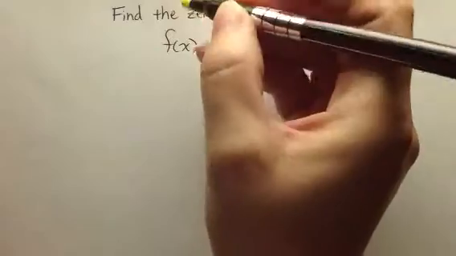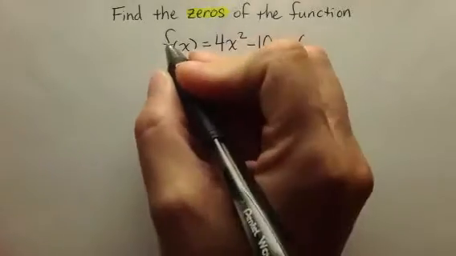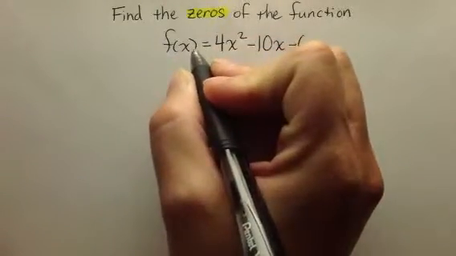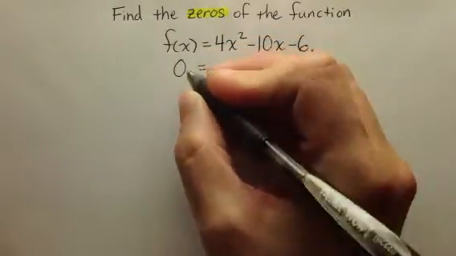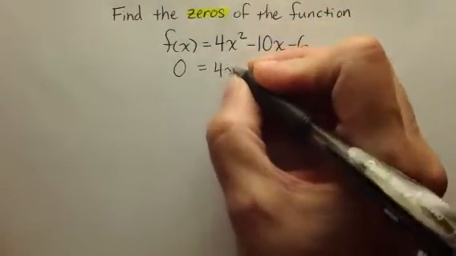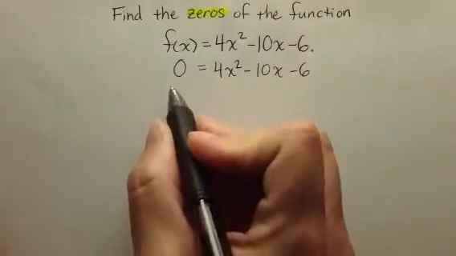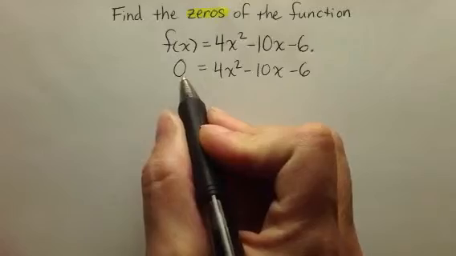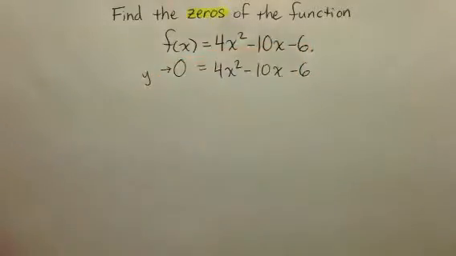Okay, the directions ask us to find the zeros of the given function. Well, first we need to remember what zeros are. Remember that f of x equals y, and what we are asked for when we ask for the zeros is what is the value of x that makes the function equal to 0, meaning makes y equal to 0.